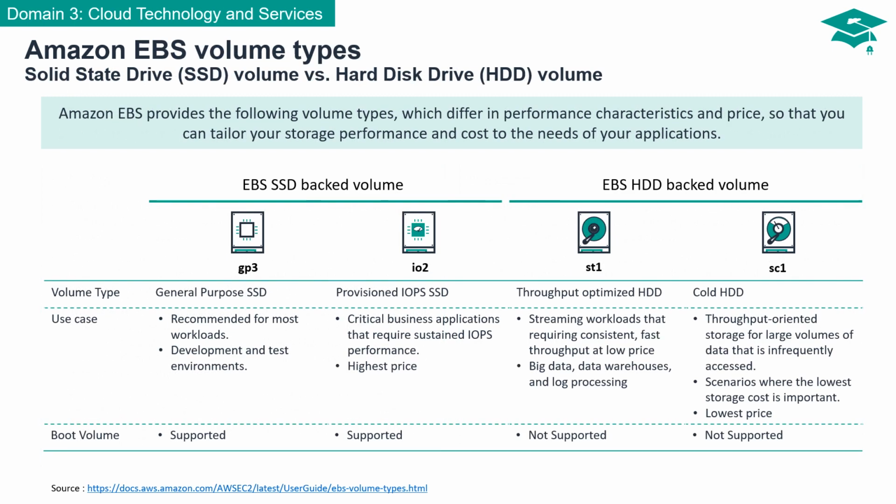Amazon EBS offers various volume types, each tailored to different performance needs and budgets. Let's break them down. 1. General purpose SSD is suitable for most workloads. It's versatile, making it ideal for development, test environments, and even as a supported boot volume.